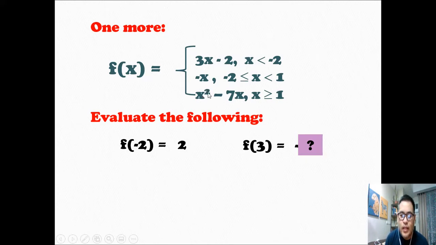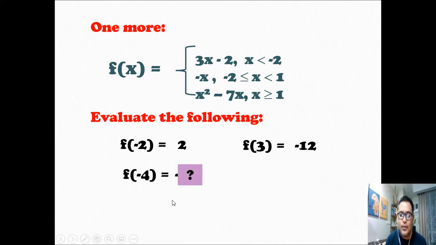So 3 squared is 9 minus 7 times 3, which is 21. So I'll repeat. 9 minus 21 is equal to, what is 9 minus 21? Okay, the correct answer is negative 12. Let's see if your answer is correct. Very good. It's negative 12. So I hope it is clear to you how to evaluate piecewise function.